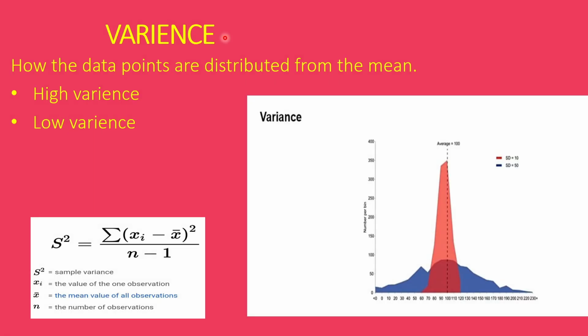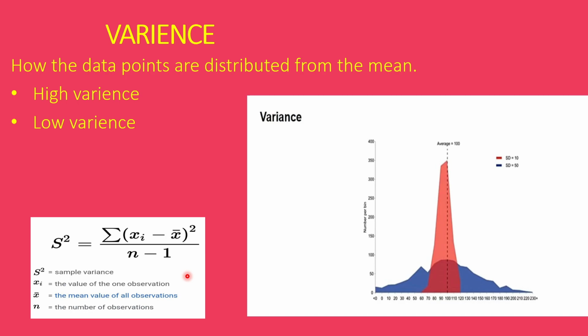We have to learn about variance, which is how the data points are distributed from the mean. Let us see this picture. This is the mean of the data set. Then these blue color data points are distributed far away from the mean, so this indicates it has high variance. This is the formula for calculating variance. X bar is the mean of the given data, and variance always has positive values.